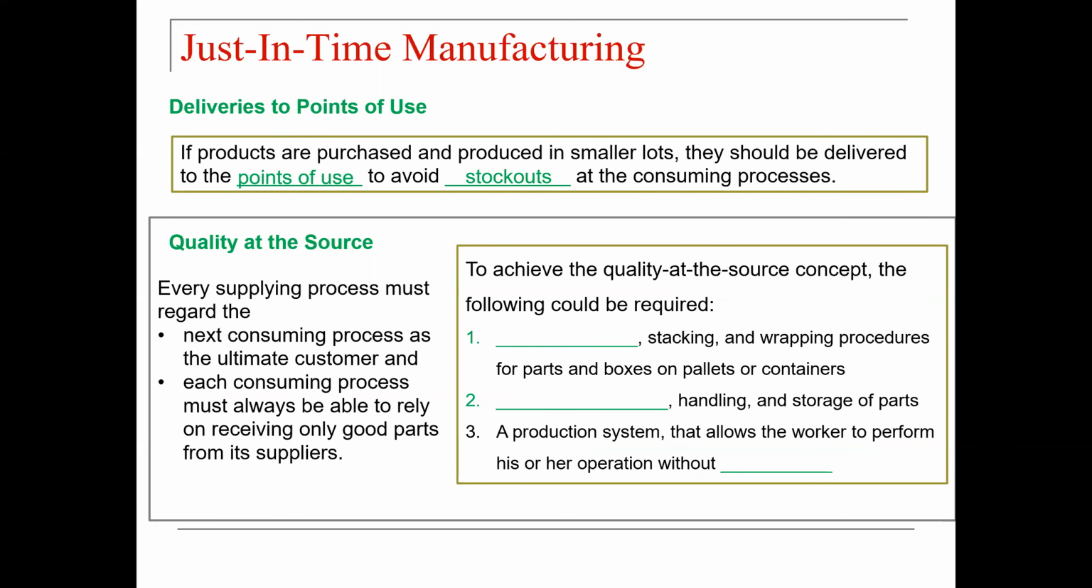Quality at the source: every supplying process must regard the next consuming process as the ultimate customer, and each consuming process must always be able to rely on receiving only good parts from its suppliers. To achieve the quality at the source concept, the following could be required. Proper packaging, stacking, and wrapping procedures for parts and boxes on pallets and containers. Efficient transportation, handling, and storage of parts. A production system that allows the worker to perform his or her operation without time pressure.